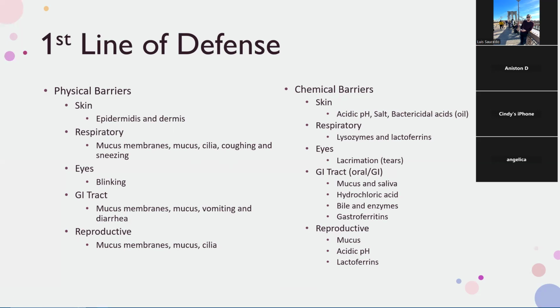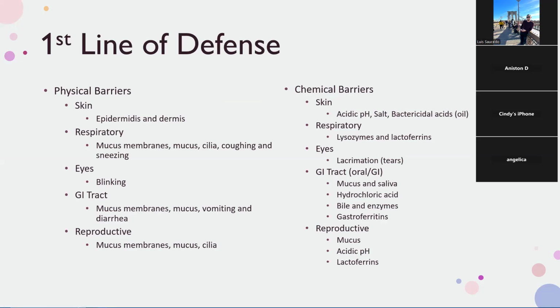But you can kind of see where the GI tract has a couple extra things. You have the mucus and saliva. You also have hydrochloric acid, bile and enzymes, and gastroferrins. And then reproductive also has mucus, but it's also very acidic in the reproductive system. And you also have those same lactoferrins.